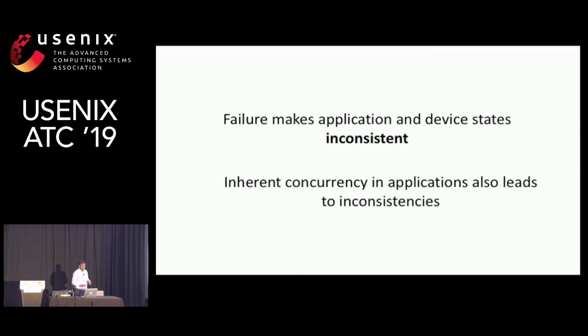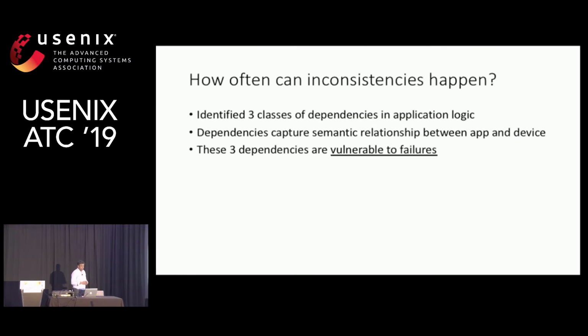In addition, these applications are event-based and are inherently concurrent. So there could be inconsistencies due to concurrency bugs as well. Let's try to find out how often these inconsistencies can happen. So we identified 3 classes of dependencies in the application logic. These dependencies are basically semantic relationships between the application state and the device state. And these dependencies are vulnerable to failures.